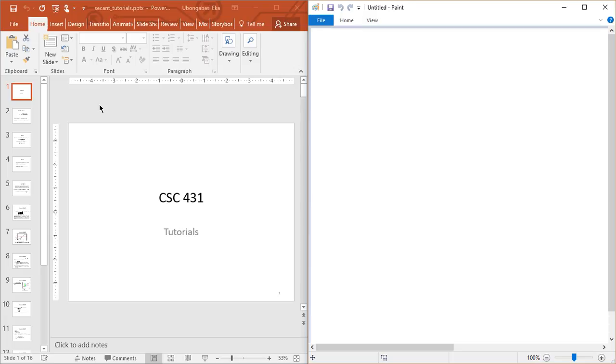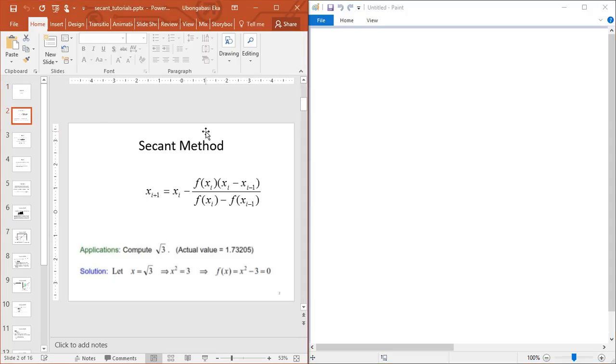Good everyone. This tutorial will be for the Secant Method, order 1. Today I'm using the Secant tutorial 1 notes. So this is line 5 to 6, going straight. And this is the formula for the Secant method.